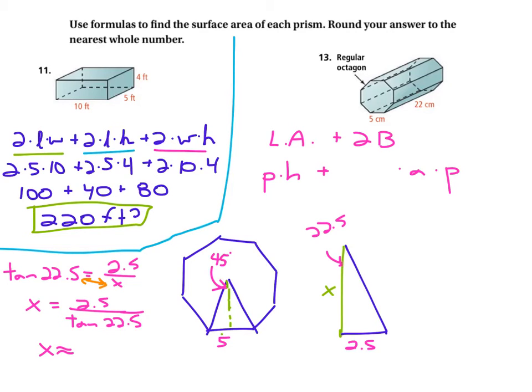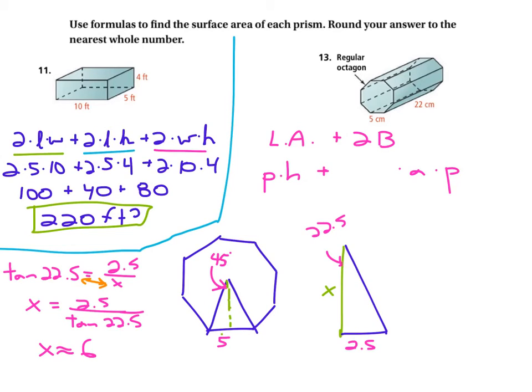Let's see, 2.5 divided by tangent of 22.5. And we get 6.03 something something, so let's call it 6, approximately equal to 6. Hopefully that'll work for our calculations in the book. So we've got an apothem height of 6.